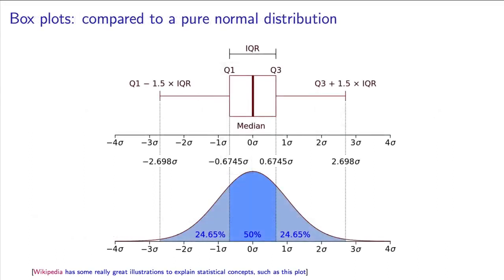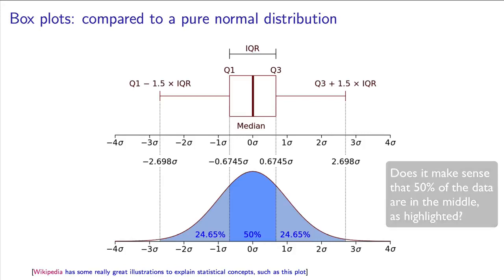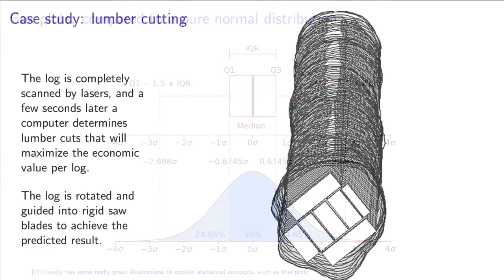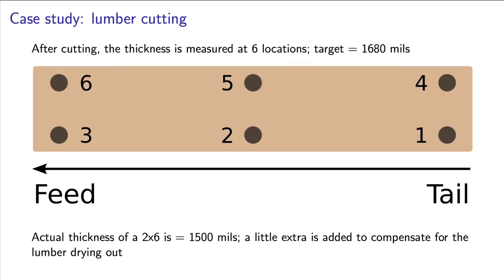It is useful to consider what the box plot would look like for a vector of data that came exactly from the normal distribution. Real data are almost never this nicely balanced. Now let's look at a box plot from an actual data set that I've worked on before. When lumber is cut in a modern sawmill, the tree trunk is scanned with lasers, and the optimal number of cuts and positions are determined by a computer. The blades cut along that path, and after the board is cut, it is measured for quality control at 6 positions. The target thickness is 1680 in this example.